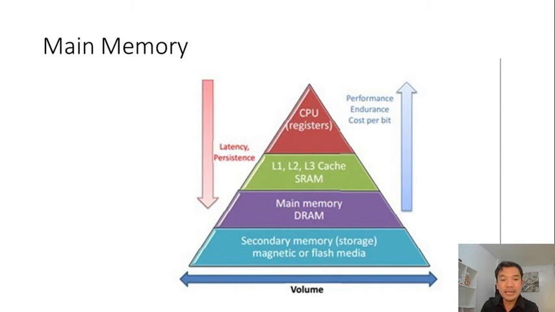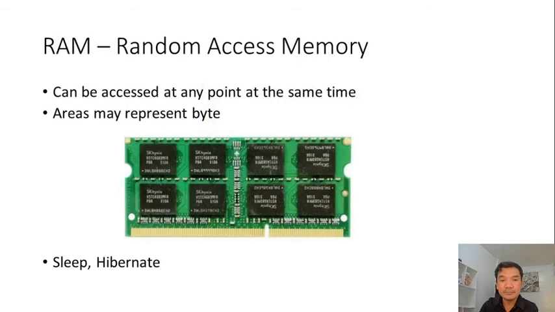On persistence, or latency, this refers to how long the storage would hold the data. The CPU's memory will easily lose the data. Once the computer is turned off, the data will also be lost, compared to secondary storage, which is designed to hold the data.